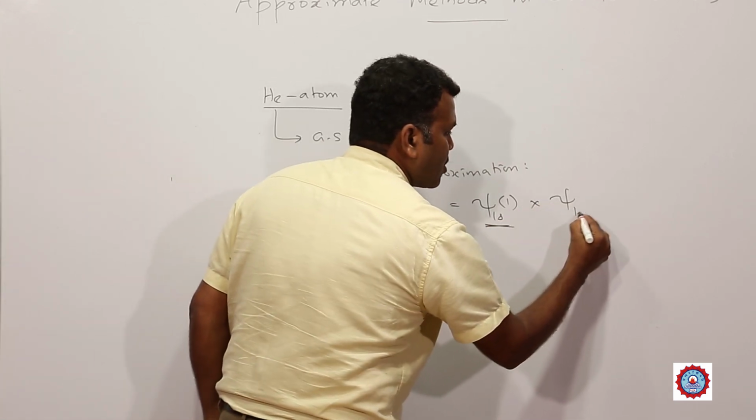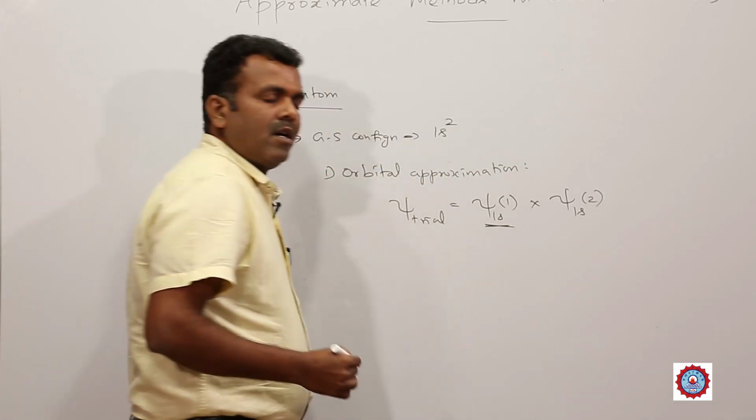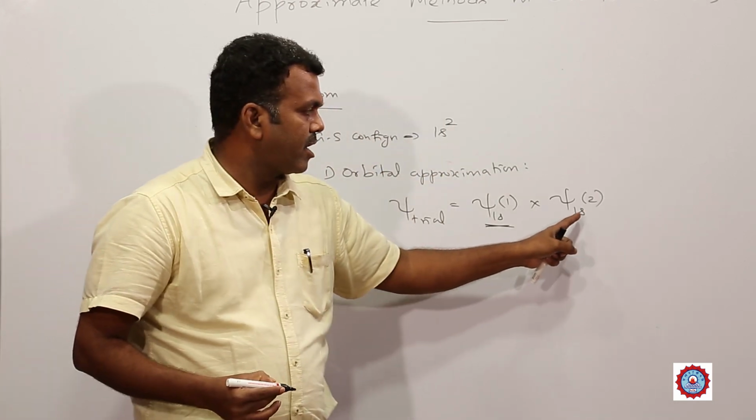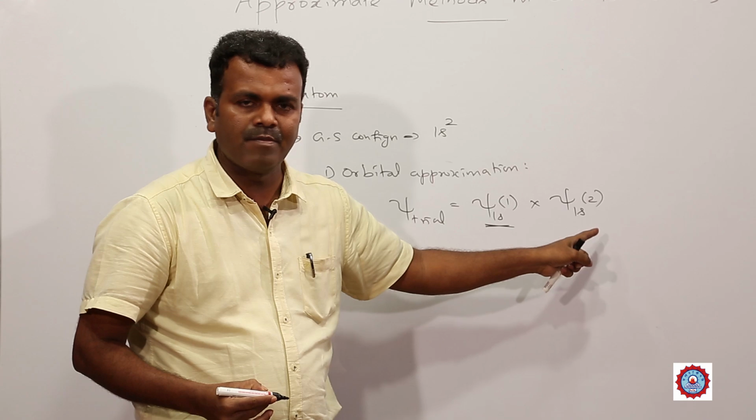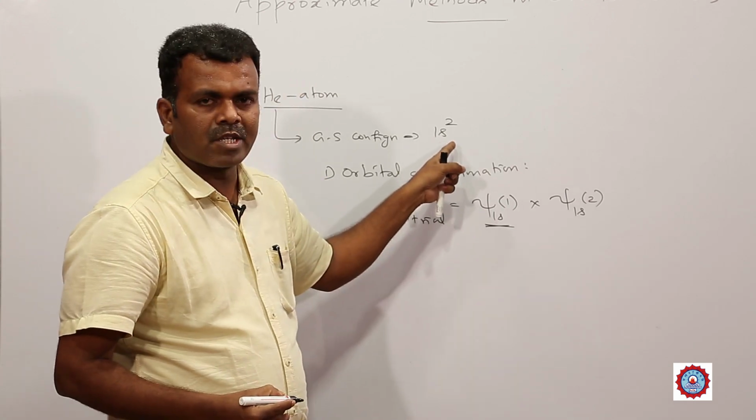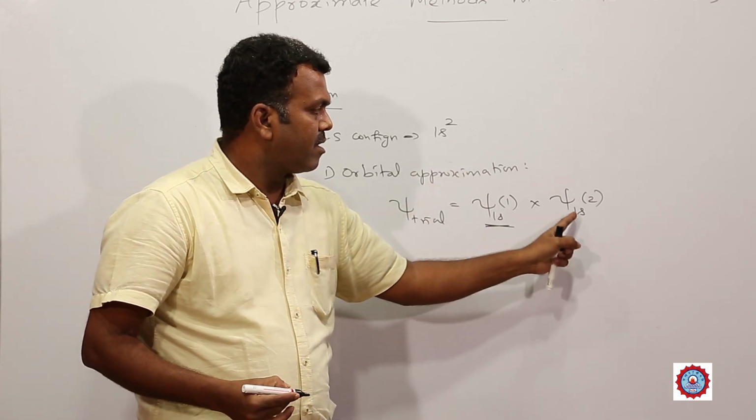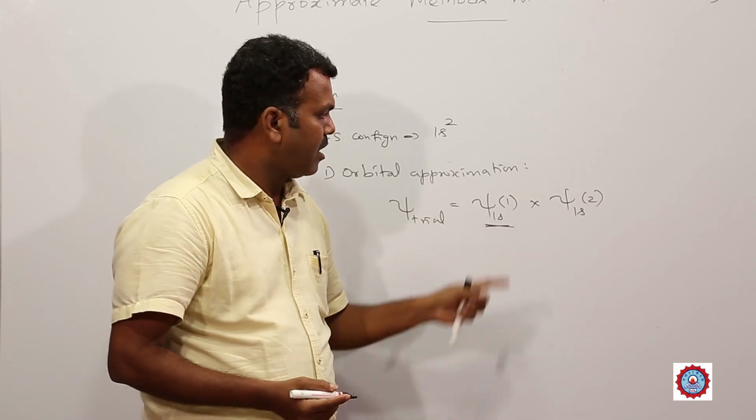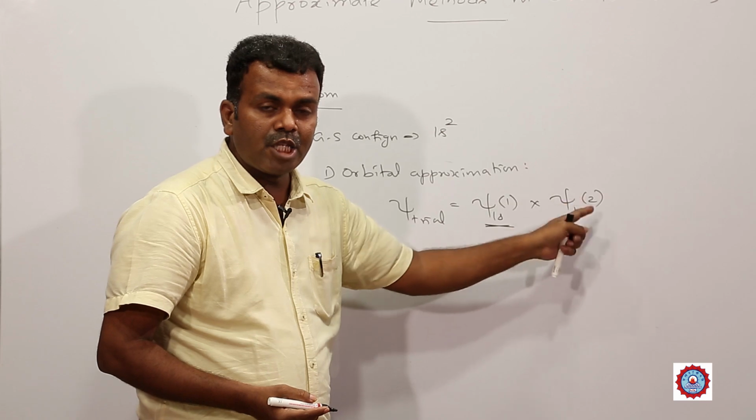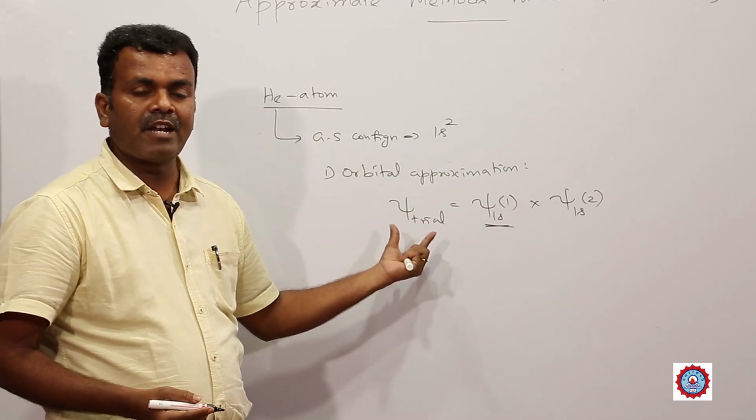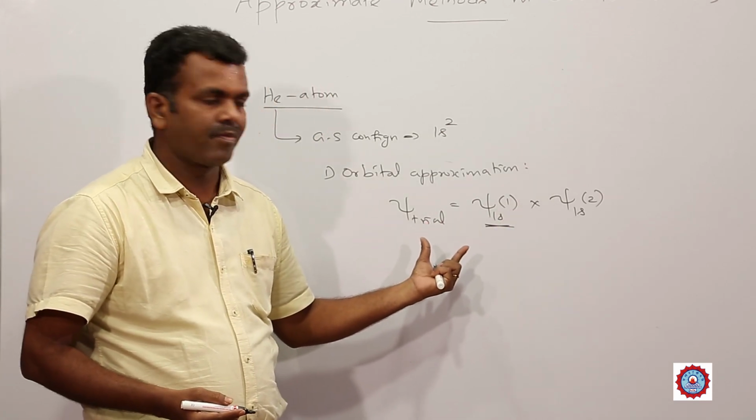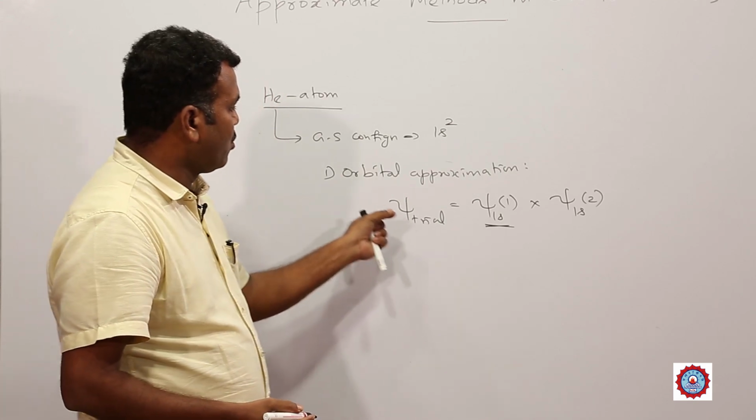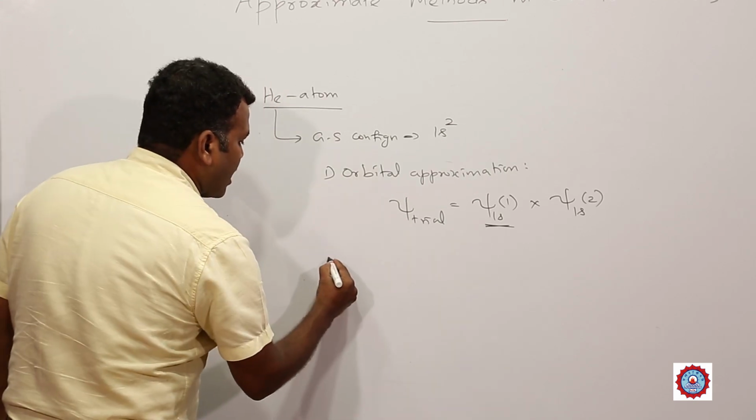Similarly, for the second electron, I am going to take the 1s orbital of the hydrogen atom. Since both the electrons are present in the 1s orbital, I am choosing the wave functions of the 1s orbital of the hydrogen atom. Multiply these two, and this product is taken as the trial wave function for our system.